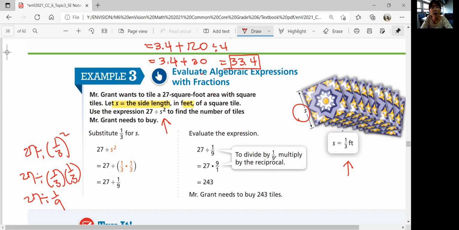You can divide by 1/9 by multiplying by 9, multiplying by the reciprocal. Remember, if you want to change the division into multiplication, you can use the reciprocal. So 27 times 9 would be 243. He needs to buy 243 tiles. That's a lot of tiles.